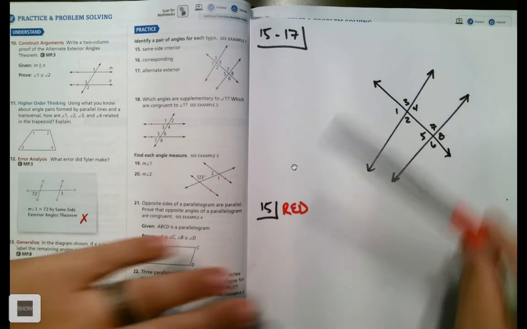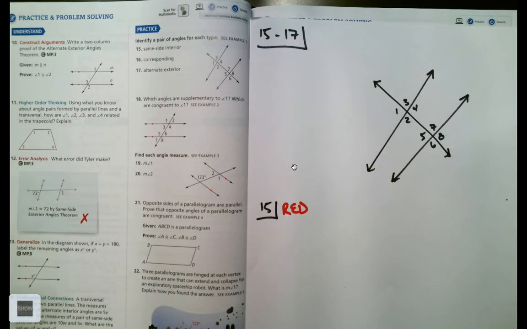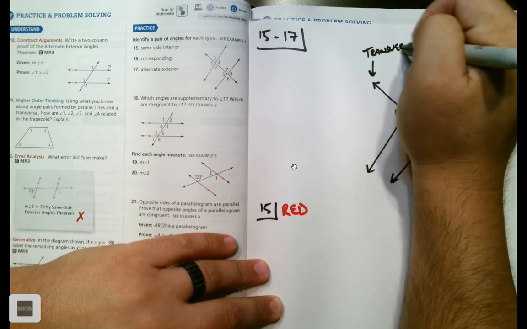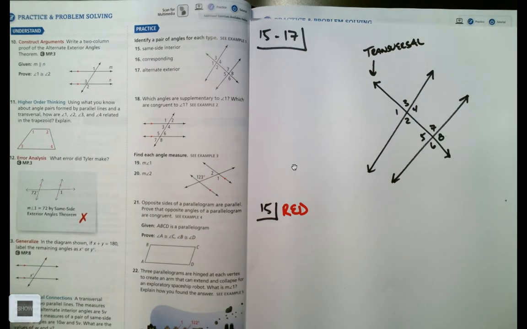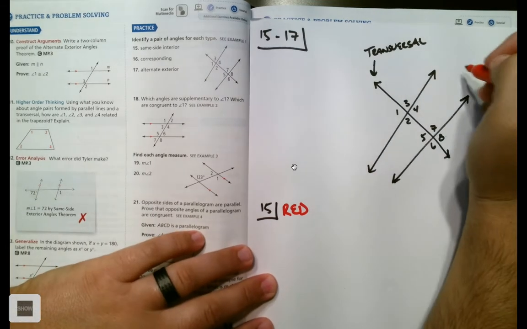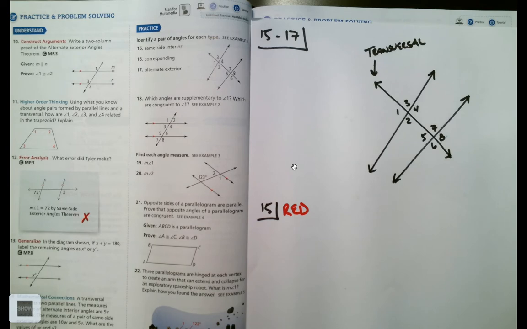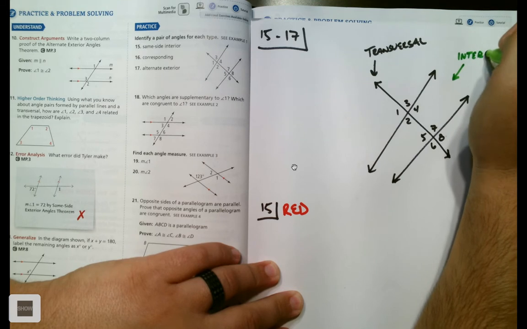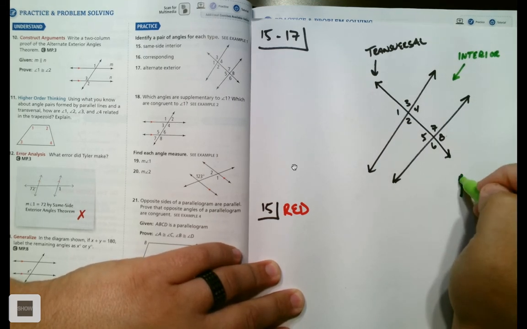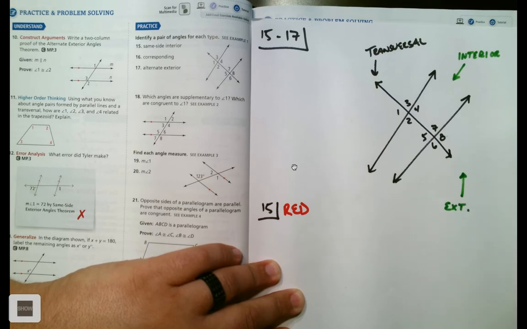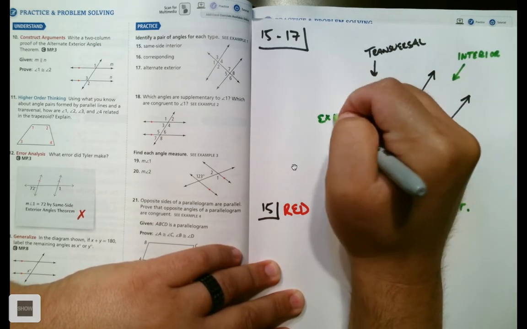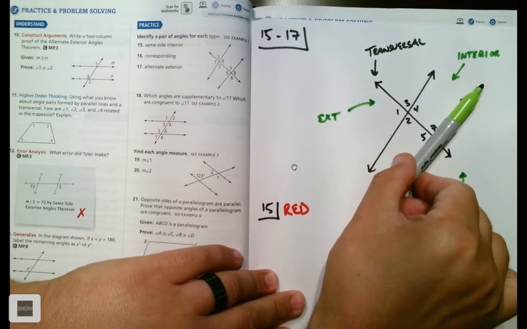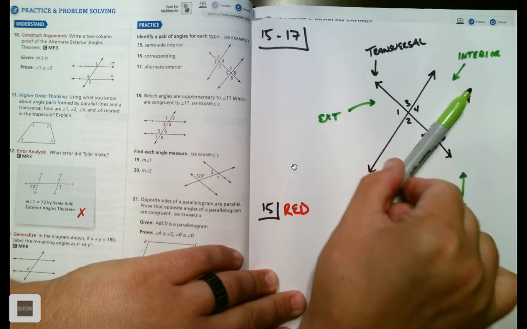Same side interior. This is my transversal, that's my transversal line. So obviously this piece, hopefully this shows up, this is the interior. And then here is the exterior. Same thing up here, this is the exterior, right? So above this line is all exterior, below this line is all exterior. In between the 2 lines, that's my interior.